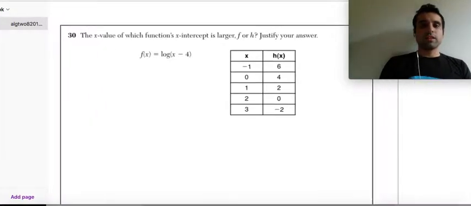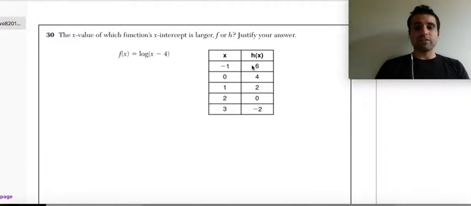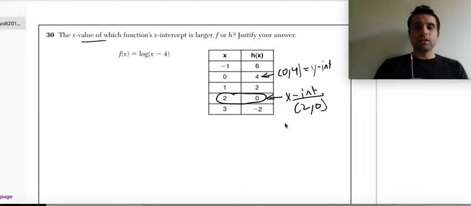So let's find where f of x is 0, right? So h of x, see, this is your y-intercept. 0, 4: when x is 0, y is 4, is the y-intercept. That's not what we want. We want the x-intercept. And the x value of the x-intercept is 2. So the x-intercept is 2, 0, and the x value equals 2. So let's see which function's x-intercept is larger, f or h. So this is for h of x.